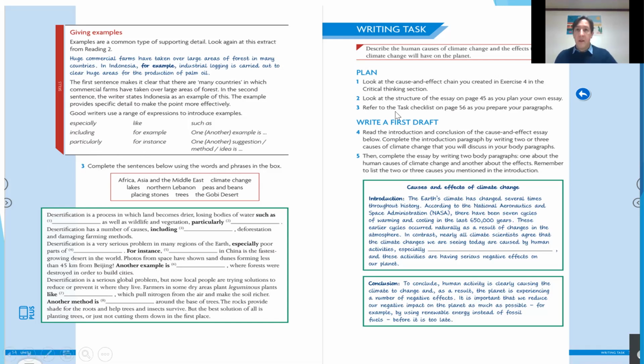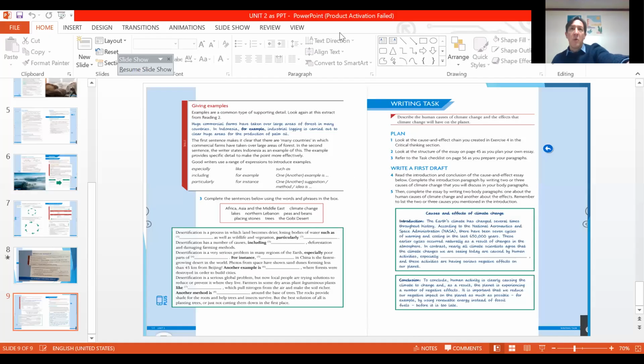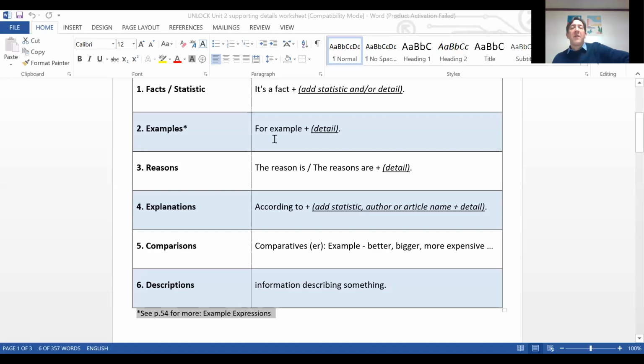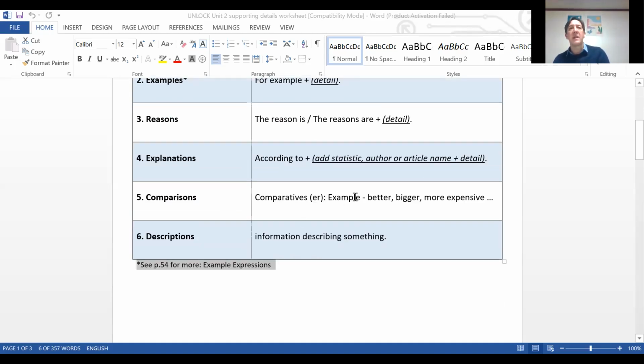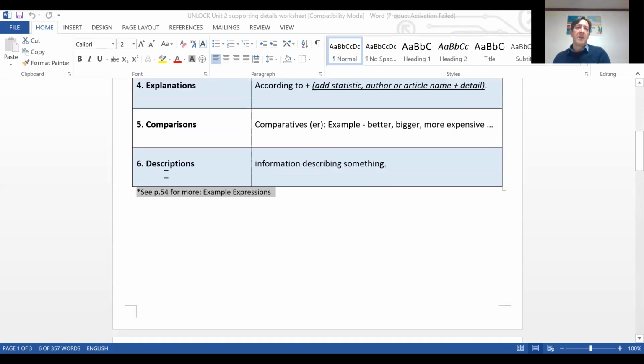All right. Now I'm going to go back to the Word file that I had just then. So that is number 2. That is for examples. Number 3, reasons. Here's some language. The reason is, the reasons are. Explanations. According to. Comparisons. We did this in the last class, didn't we? Comparatives. And then descriptions.